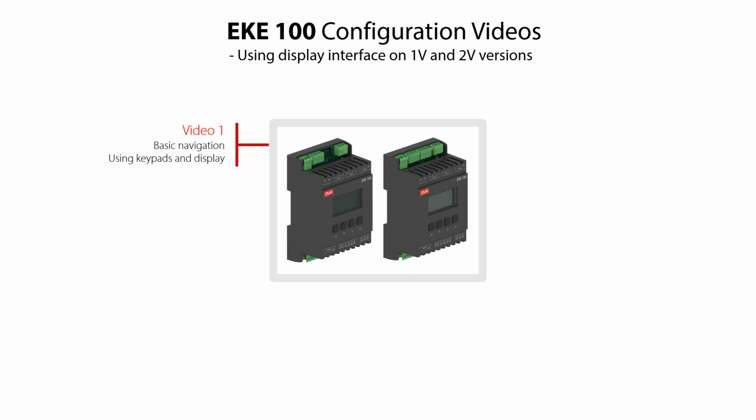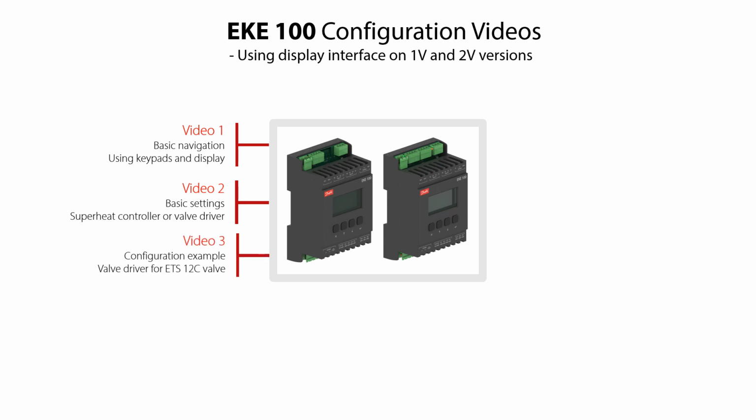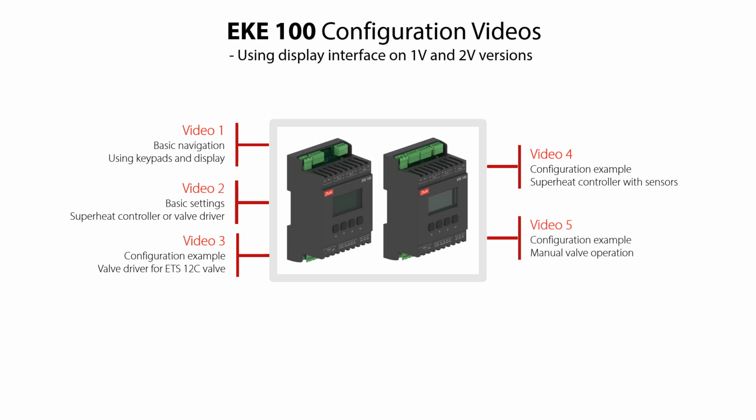the different setting modes, including using the keypads and understanding the display readings. Video 2, showing how to do basic settings, including configuring the EKE 100 as a superheat controller or a valve driver. Video 3, showing how to configure the EKE 100 as a valve driver for one stepper motor valve. Video 4, showing how to configure the EKE 100 as a superheat controller for one stepper motor valve, including configuration of one pressure transmitter and one temperature sensor. And video 5, showing how to configure the EKE 100, allowing you to manually operate a valve.